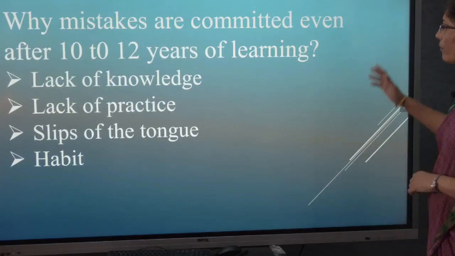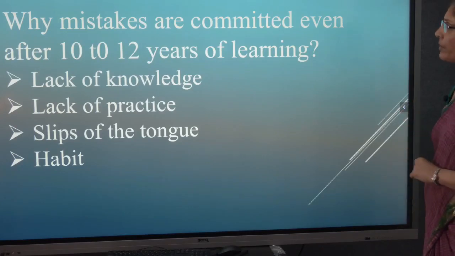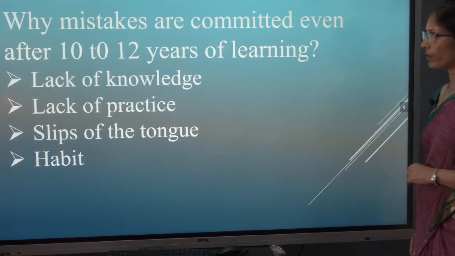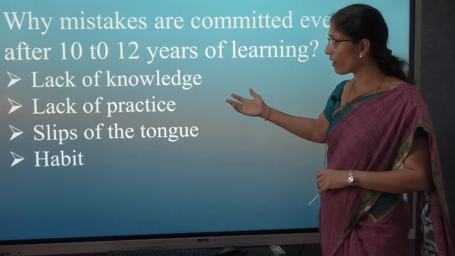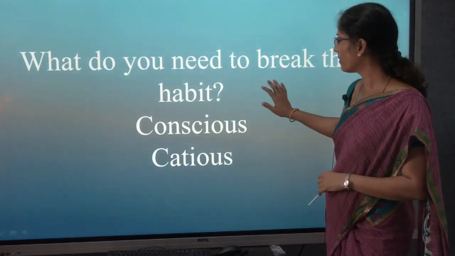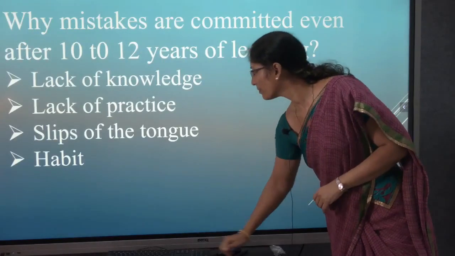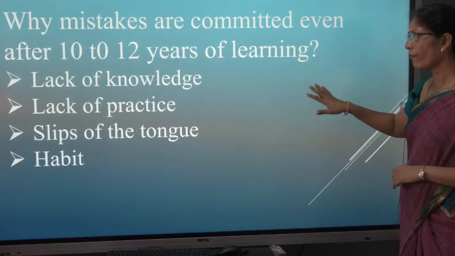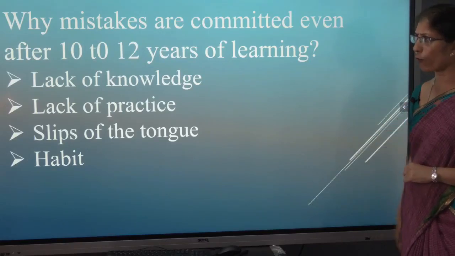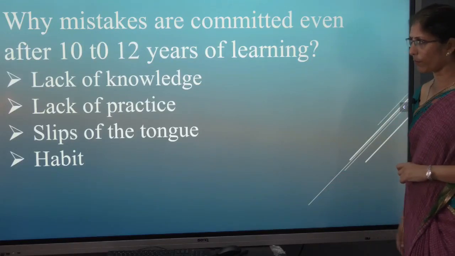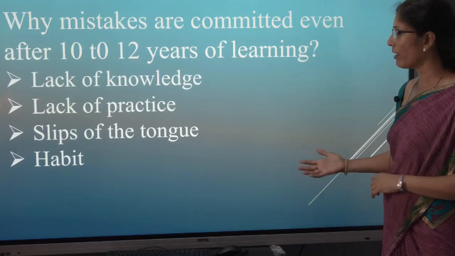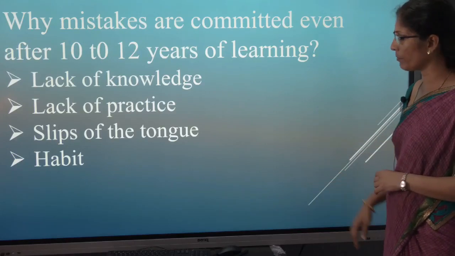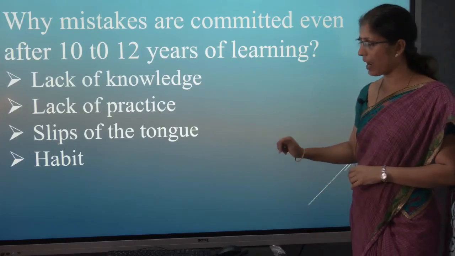If you have a question about why mistakes are committed even after 10 to 12 years of learning, maybe we'll find these four reasons. Lack of knowledge, lack of understanding, or they have knowledge but have no practice, so they cannot apply it, or slips of the tongue, because they have knowledge and speak casually and make the mistake, or the fourth one is habit.